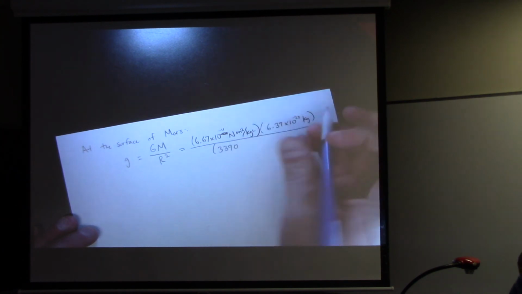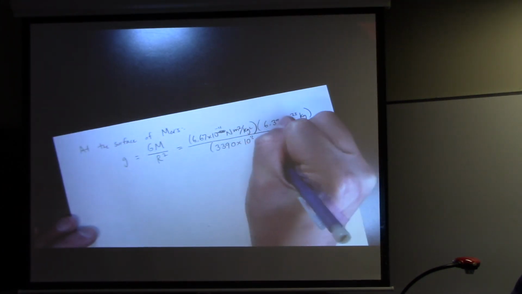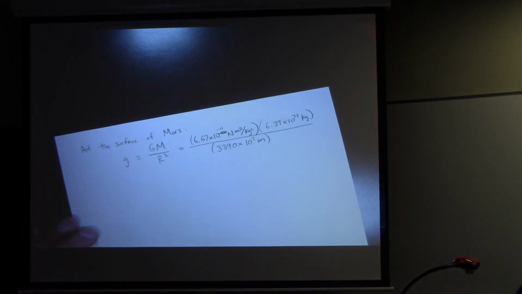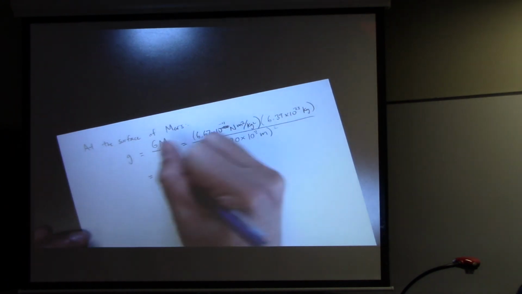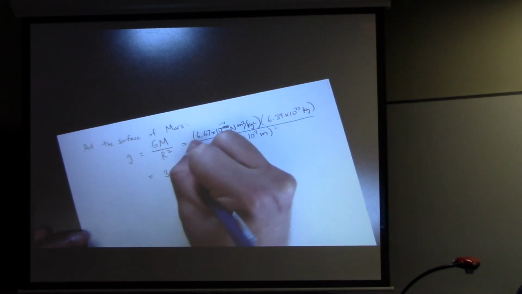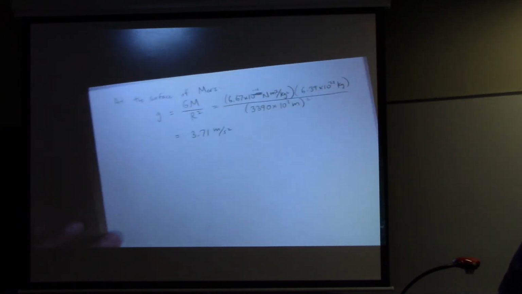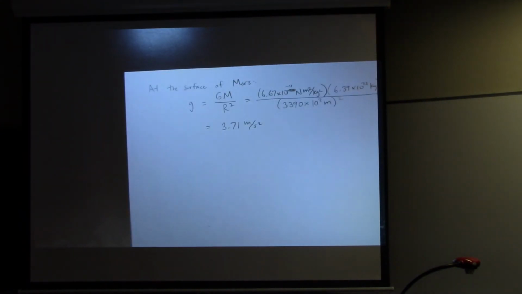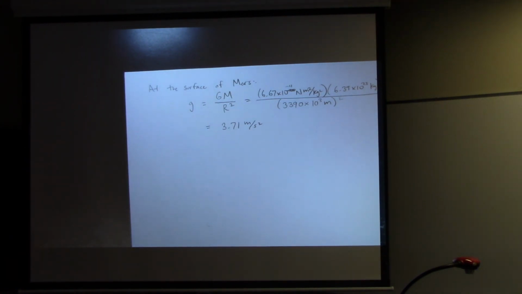3,390 kilometers, but we want this in meters. So that's 10 to the 3 meters for a kilometer. And we have to square it. Okay, so do the math. You get 3.71 meters per second squared. So, of course, gravity, because Mars is a smaller planet, is a little bit weaker than on Earth, right? Or a lot weaker in that case.